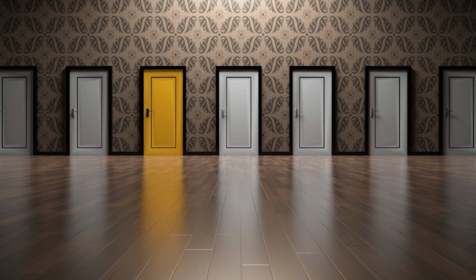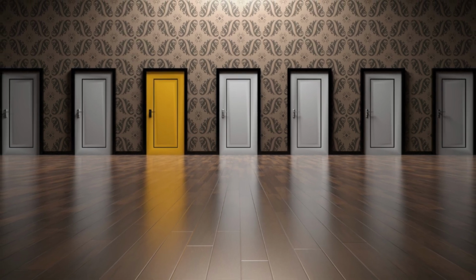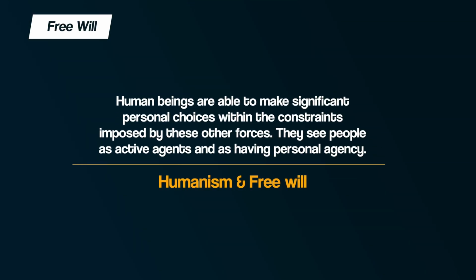Finally, we come to free will. Unlike most other approaches, humanistic theories emphasize that people have full conscious control over their own destiny, i.e. they have free will. This is not saying that we are free to do anything at all, as we are subject to many other forces, including biological and social influences. However, humanistic psychologists believe that human beings are able to make significant personal choices within the constraints imposed by these other forces. They see people as active agents and as having personal agency, the ability to make choices.